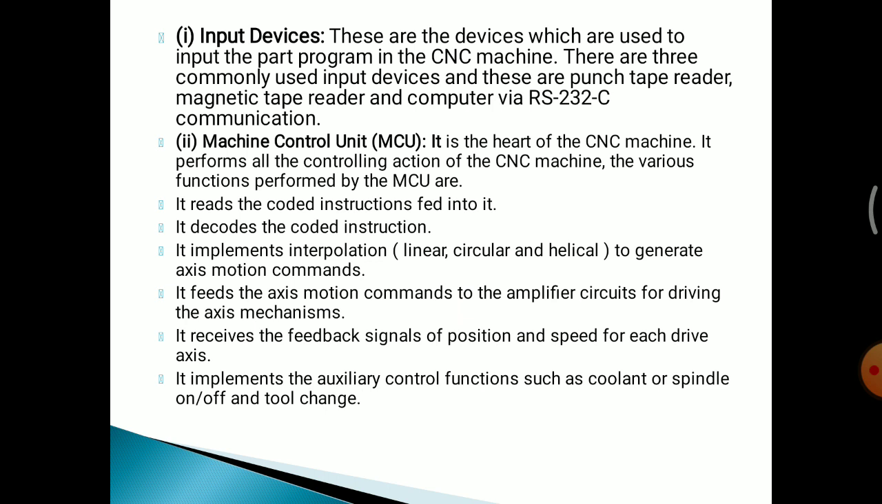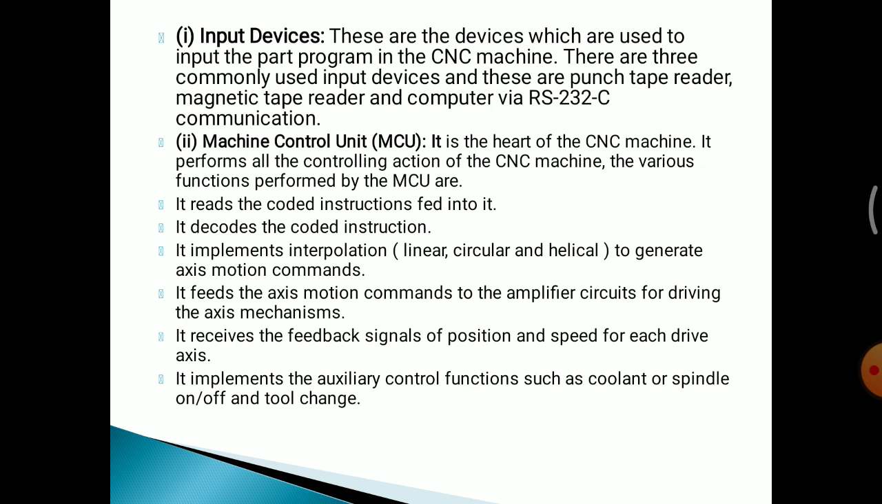Now, the next important component of the CNC machine is the machine control unit, MCU, which acts as the heart of the CNC machine, which will perform all controlling actions of the CNC machine. The various functions which are performed by the machine control unit are: it reads the program, it decodes the program. A program is nothing but coded instruction that has to be decoded. So the program is decoded by the machine control unit, and it implements the interpolation such as linear, circular, helical to generate axis motion commands.